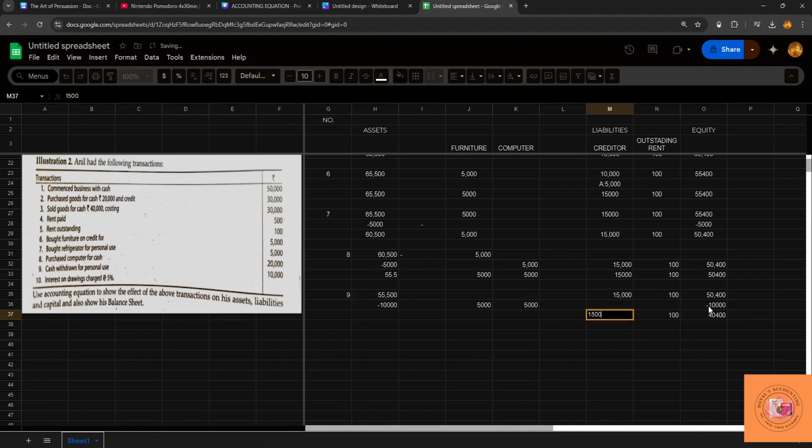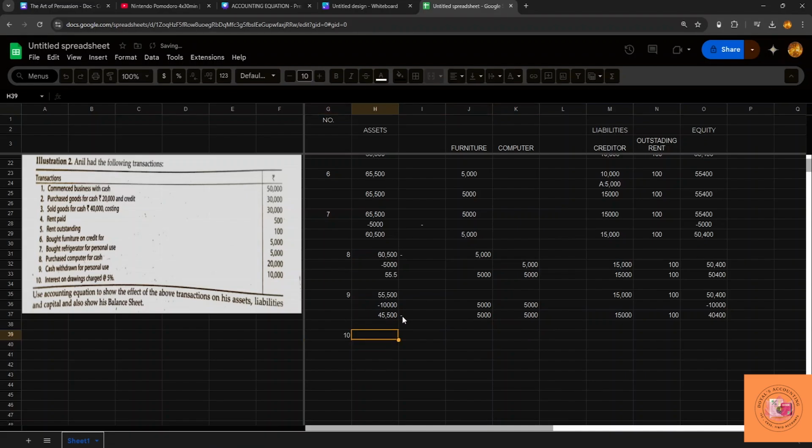100, 15,000. Our cash balance will be 45,500. We anyway don't have stock. 5,000 furniture and 5,000 computer. So 55,500 on both sides. Our total assets equal our total liabilities.